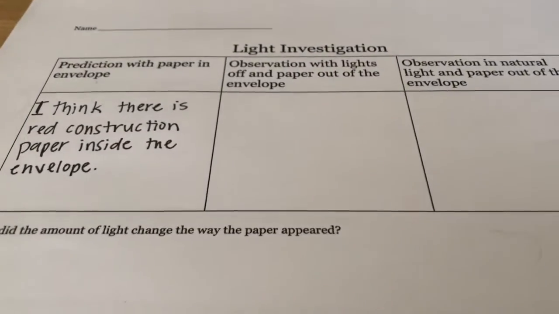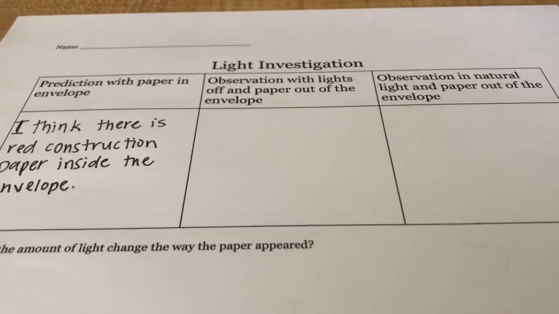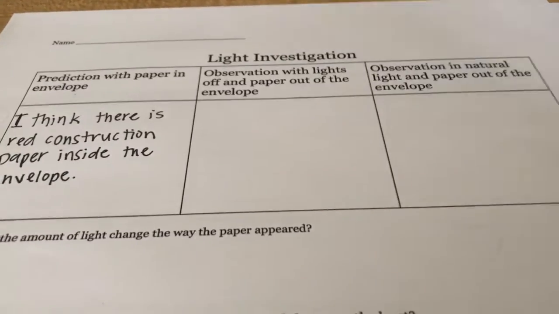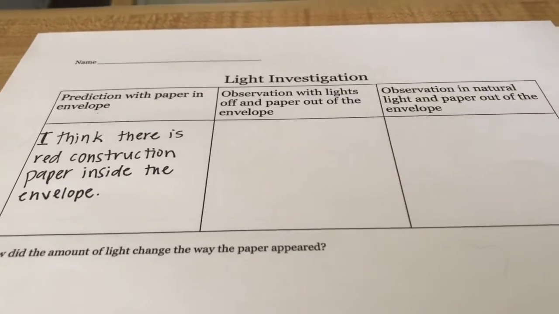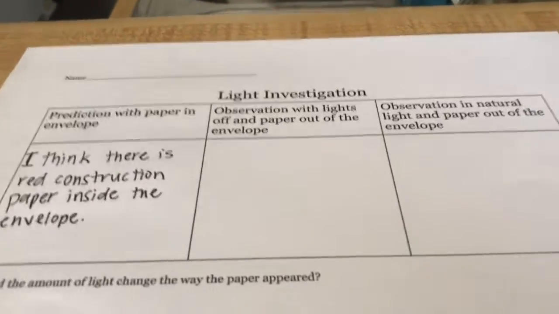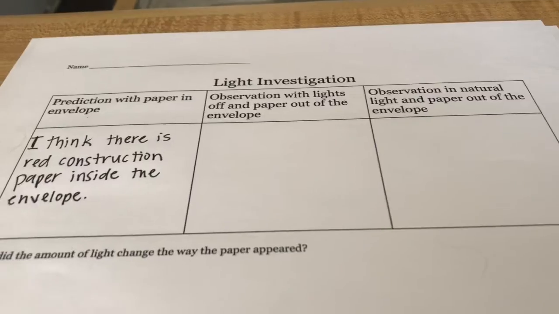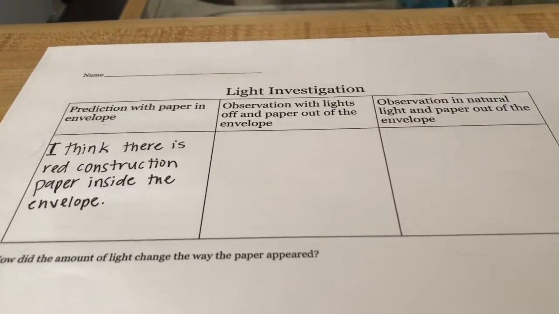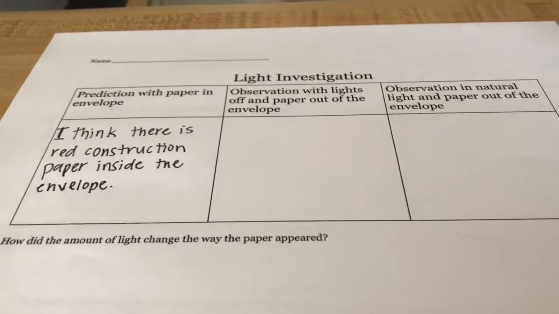So now what I'm going to do is I'm going to take my envelope into a dark room in my house where there's no natural light. So you can go inside of a closet or maybe inside of a bathroom that doesn't have a window. Just go somewhere in your house that doesn't have a lot of natural light. And then you're going to take the paper out of the envelope and you are going to look at it.